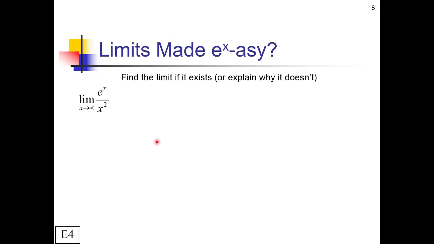All right, so here is our final boss battle. We're trying to take the limit as x approaches infinity of e to the x over x squared. In light of what we have just learned, pause the video and give this one a shot.